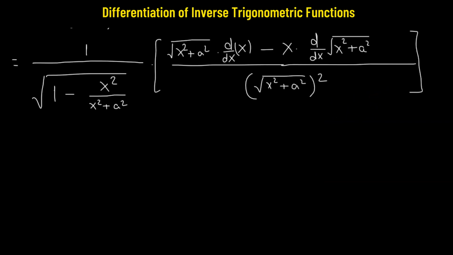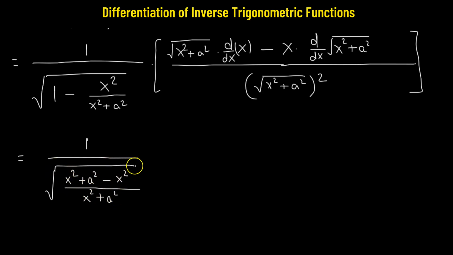So this will be 1 over square root of, so we have a common multiple in the denominator, which is x squared plus a squared. And in the numerator, we have x squared plus a squared minus x squared, multiplied to, let's compute the numerator. So here we have square root of x squared plus a squared times the derivative of x with respect to x. So that's simply 1, minus x times.